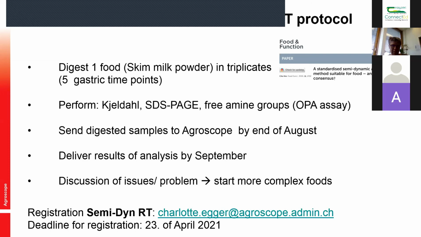And then the goal is to discuss issues, problems, and do or different other foods which needs to be discussed. So if you are interested in performing this ring trial, please also write me an email indicating semi-dynamic ring trial and also until 23rd of April. So that's it. If you have questions, just don't hesitate and write me.